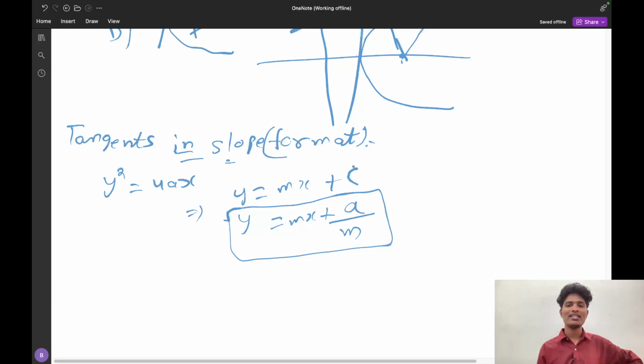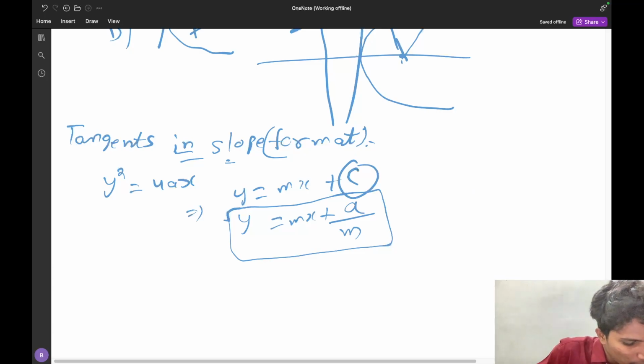So here the c is changing. That is, y equal to mx plus a by m. And I think I didn't write it in the notes. One second, I will verify.